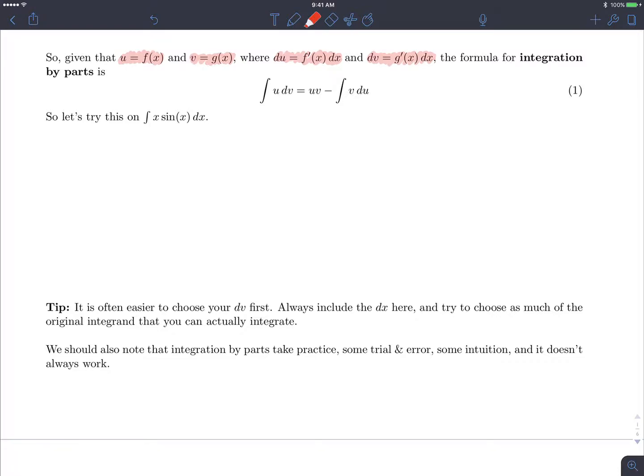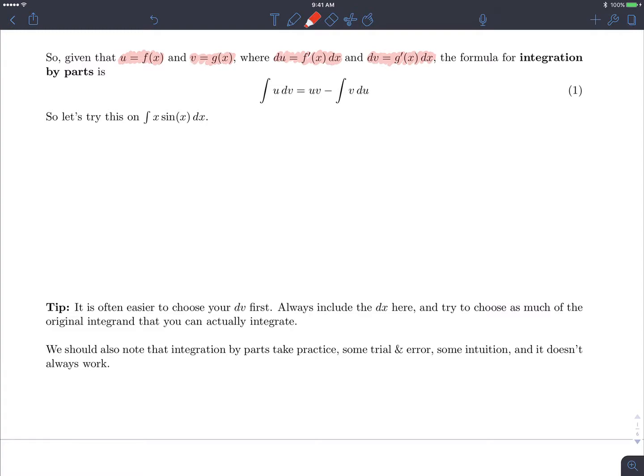Okay, so let's test out this new integration by parts formula on an integral that requires integration by parts. If we go back to that function x times sine of x dx, if we've already ruled out the ability to use an antiderivative formula or substitution, let's go ahead and try integration by parts.